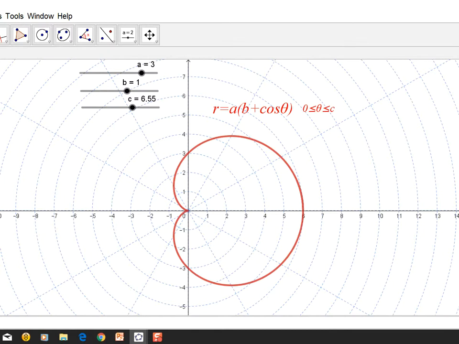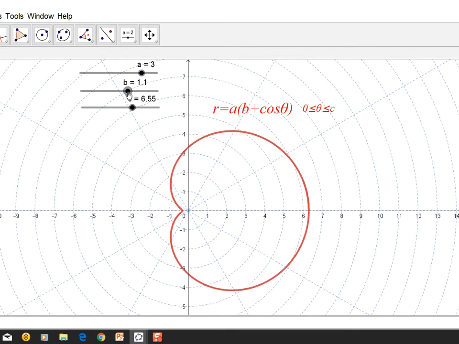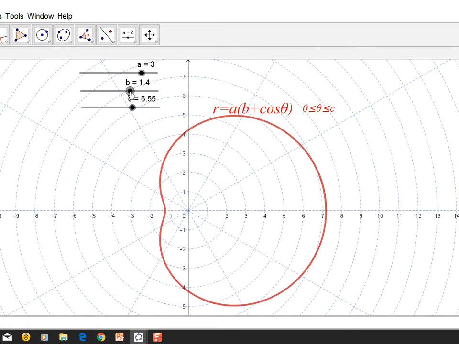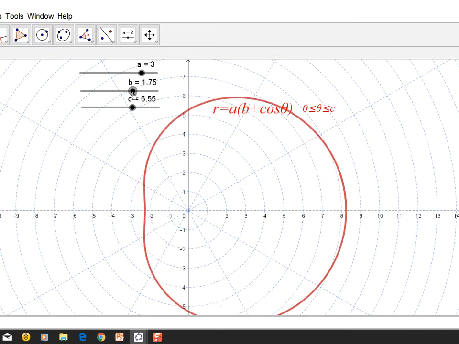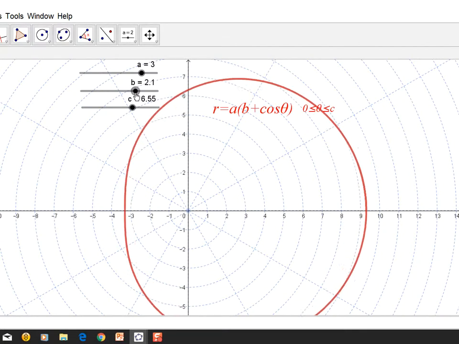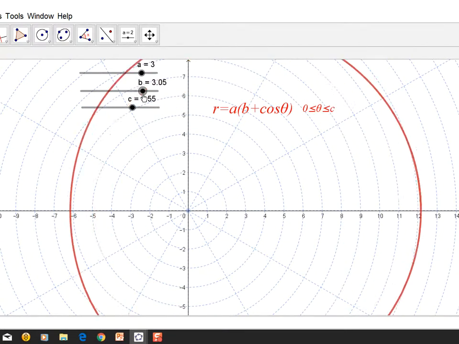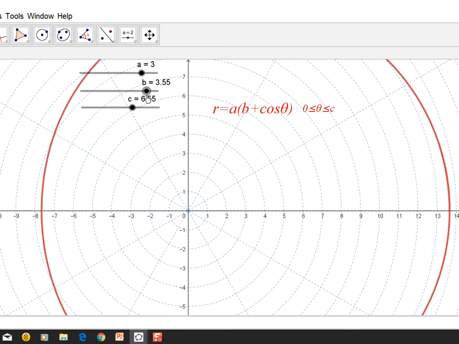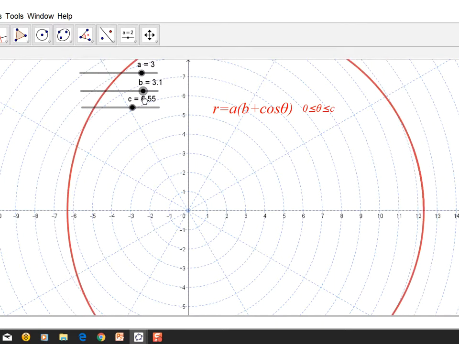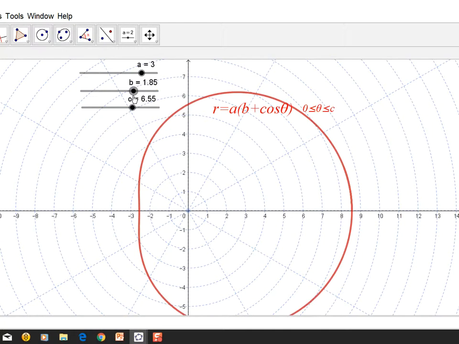But I can also look at this and vary the values of a and b. So b is the value which is being added to cos theta. So let's look at that varying and see what happens if I increase it. Well, you'll see that the shape gets larger, becoming more circular in effect. That's because the value of b is taking over from the value of cosine theta and becomes more dominant in the equation.